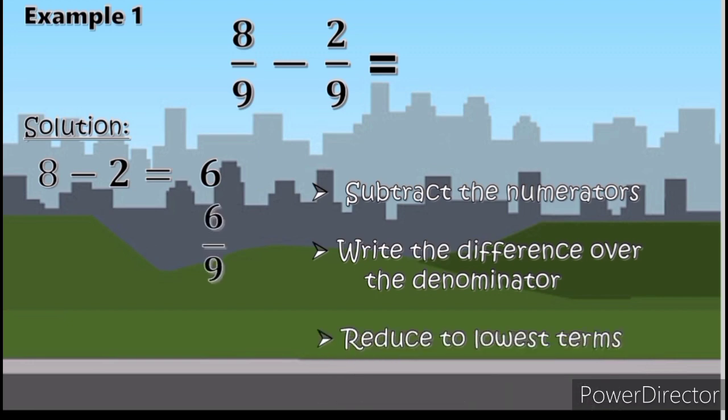Then reduce to lowest terms. 6 over 9 are both divisible by 3. What do you think is our final answer? Yes, 2 over 3.